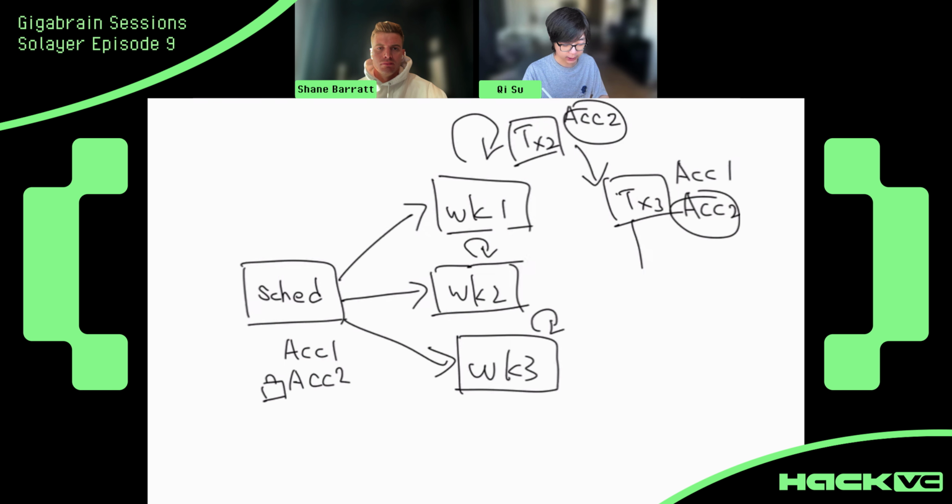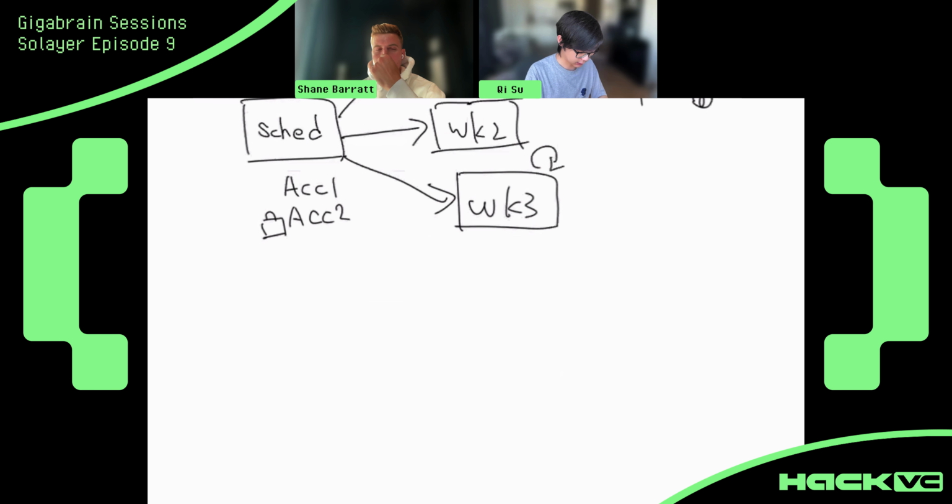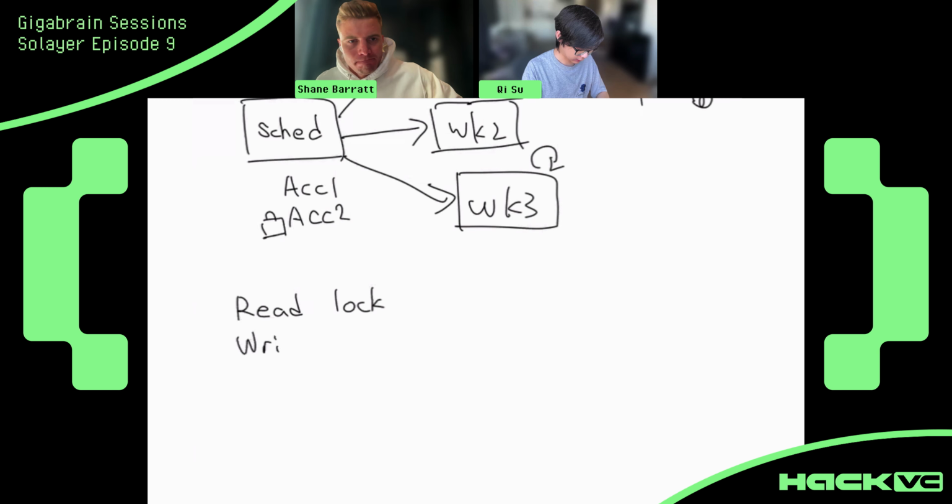Not necessarily, because if you only want to read the state of account 2, and you only want to read the state of account 2 in both transactions, you can do that in parallel too, because no one's going to change the data of that, so we are guaranteed that the data is not going to be polluted. So this introduced a concept of read lock and the concept of write lock.